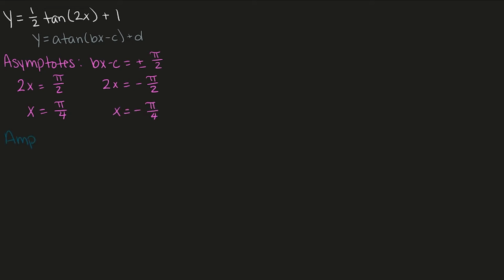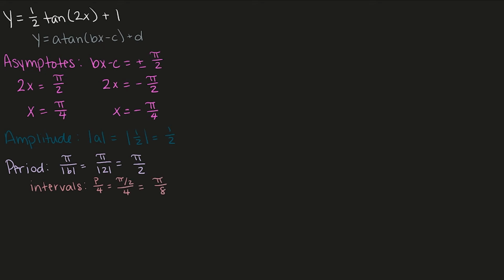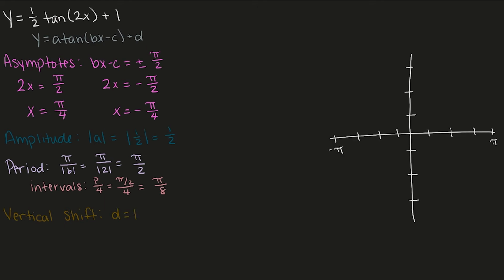The amplitude is the absolute value of 1/2, which is equal to 1/2. Our period is pi over 2, and the intervals are pi over 2 divided by 4, which is pi over 8. Last, our vertical shift is d equals 1. Here's our parent function.